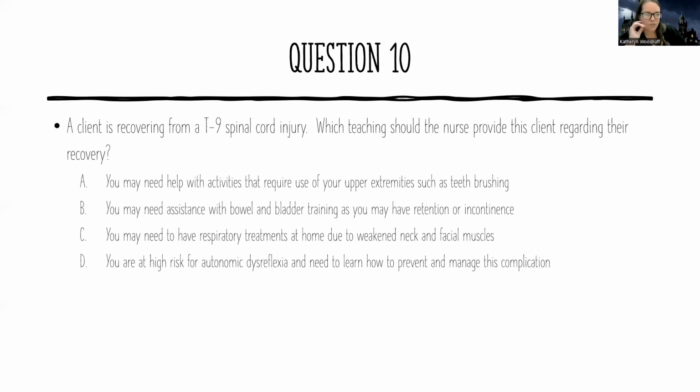D is you're at high risk for autonomic dysreflexia and need to learn how to prevent and manage this complication. I would have to know that autonomic dysreflexia only happens at T6 and above. This patient's a T9, so they would not be at risk for autonomic dysreflexia. With that information, that only leaves answer choice B, to really be able to get the information this patient needs based on their injury.